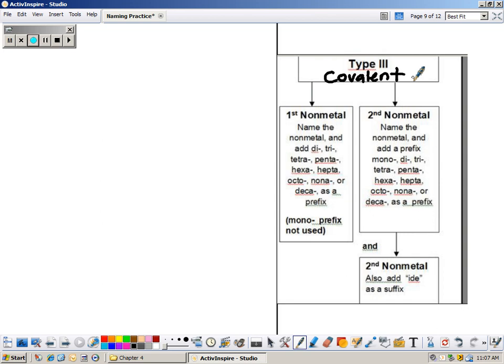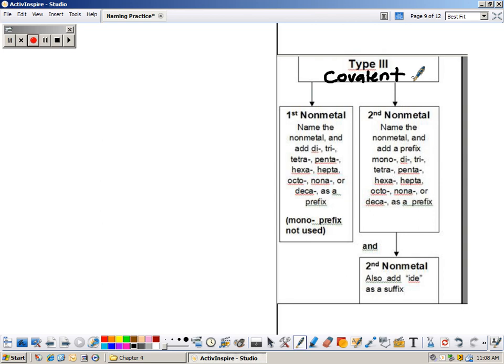Okay, when you look at the first nonmetal, basically you name the nonmetal and then you add a prefix to indicate how many atoms of that first nonmetal you have. So if you have, let's say your formula is, why don't we say N2O. So your first nonmetal would be nitrogen. N2 means that there's two of them, so you would use the prefix di to put the first part of the name. So you would put dinitrogen to indicate two.